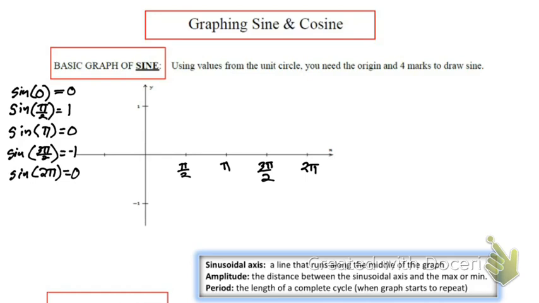Now, if we plot these points, I'm going to plot 0, 0. And where pi over 2 is, I'm going to go all the way up to 1. The sine of pi is 0. The sine of 3 pi over 2 is negative 1. And finally, the sine of 2 pi is right there.